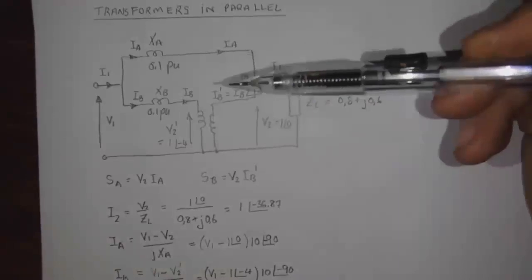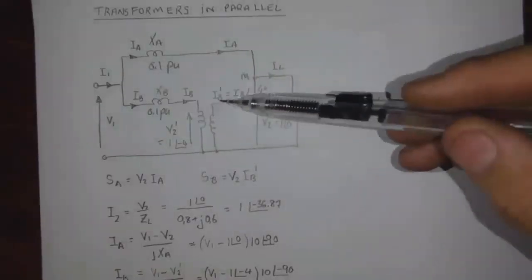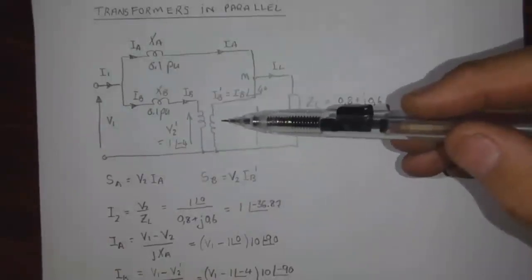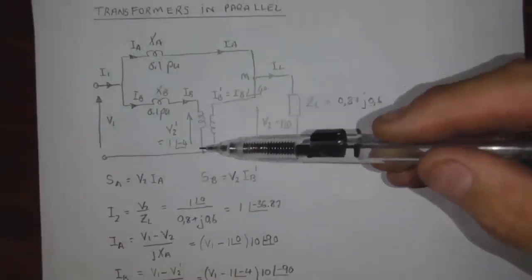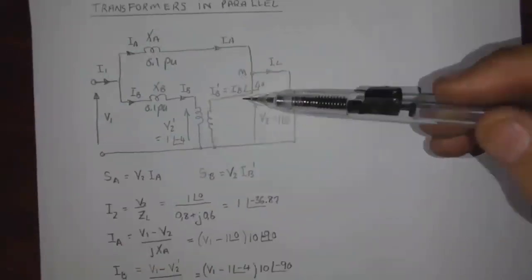Thank you. Right, so that's transformer A, that's transformer B. And this is our transformer that we can use for tap change or a phase shift. Now, first of all, we are going to look at a phase shift.